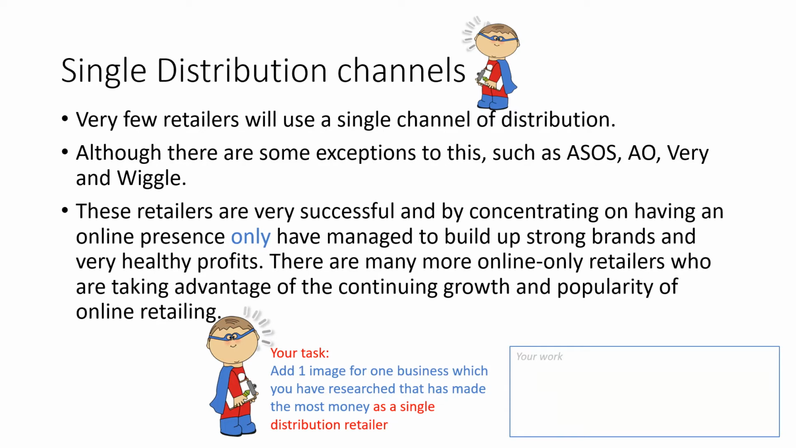Single distribution channels. Very few retailers will use a single channel of distribution, although there are some exceptions to this, such as ASOS, AO, Very and Wiggle. These retailers are very successful, and by concentrating on having an online presence only, they have managed to build up strong brands and very healthy profits. There are many more online only retailers who are taking advantage of the continuing growth and popularity of online retailing.